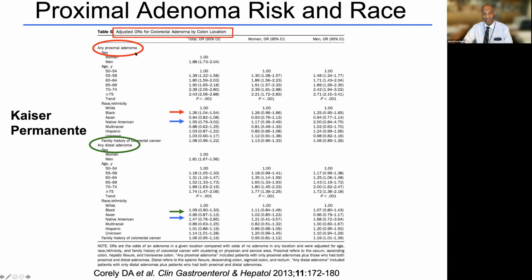And you can see for any proximal adenoma, using whites as 1.0, blacks had a 26% increased risk for proximal adenomas, and Native Americans had a 55% increase for proximal adenomas, which are harder to detect. This was not the specific case for distal adenomas, for blacks with a 9% increase, while Native Americans had a 47% increase. So Native Americans had a higher risk for some of these high-risk adenomas.